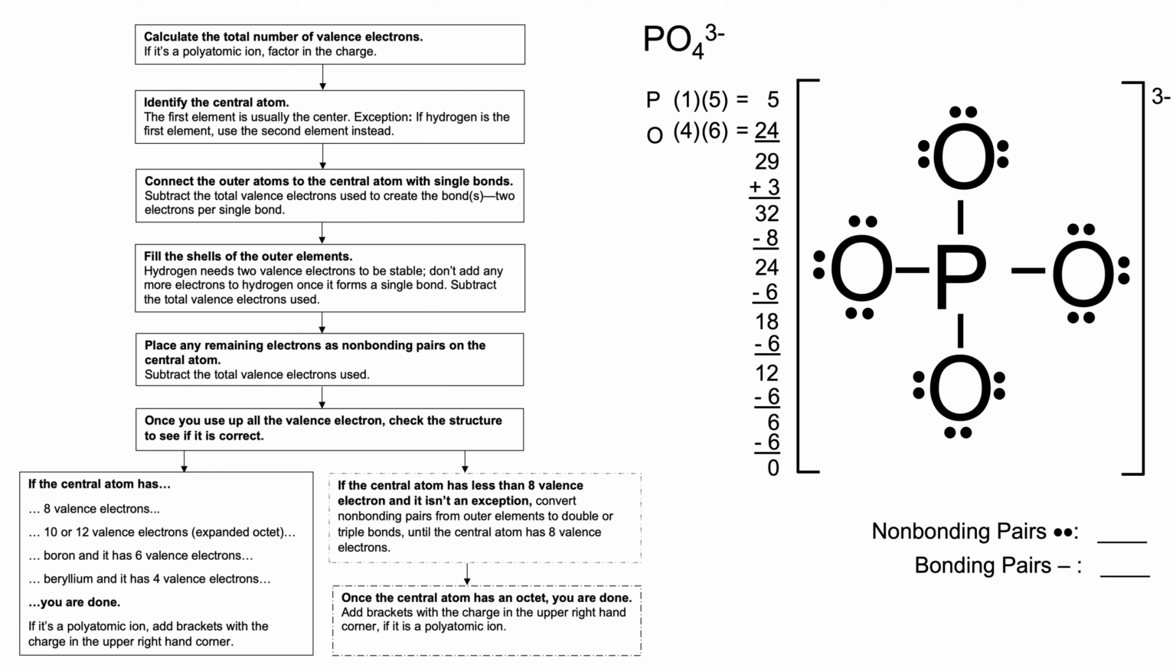I just need to place brackets around it since it's a polyatomic ion with the charge in that upper right-hand corner. There's 12 non-bonding pairs, there's 4 bonding pairs. 12 plus 4 gives me 16, times 2 gives me 32. It matches how many valence electrons I needed in this Lewis structure.